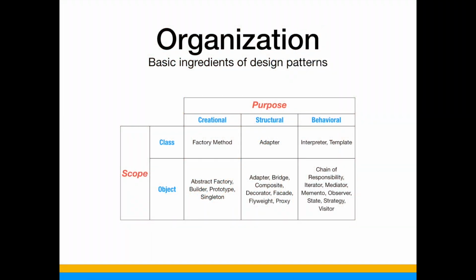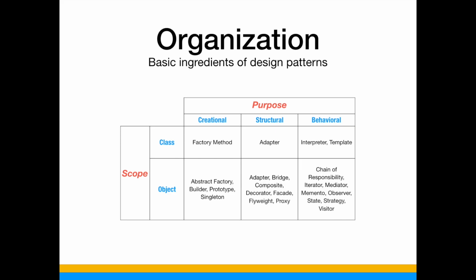In the creational side of things, in the class area, we have the factory method. We're going to talk about it in a little bit. In the object scope of the creational purpose, we have the abstract factory, the builder, the prototype, and the singleton. And for those of you that have taken already Java 1 and Java 2 with me, the singleton is something that you probably have heard in my previous classes. If not, don't worry, we're going to cover it here.